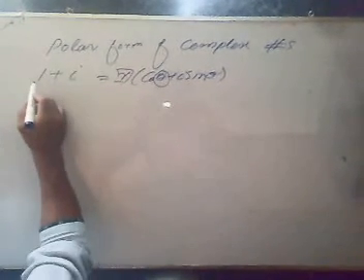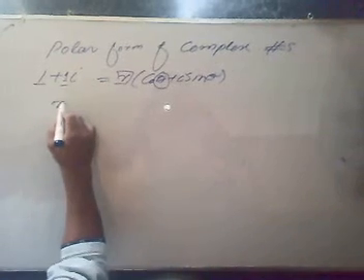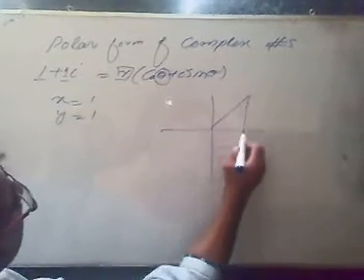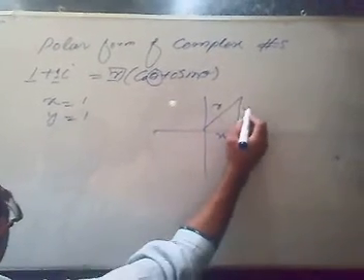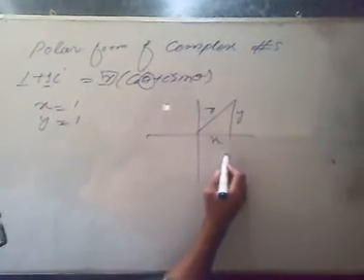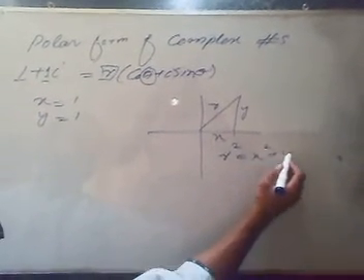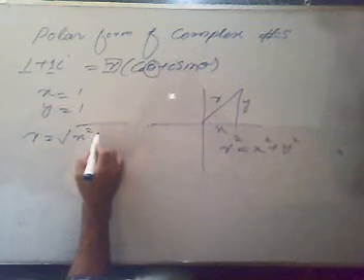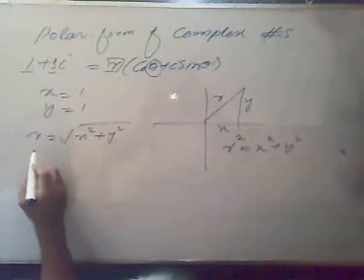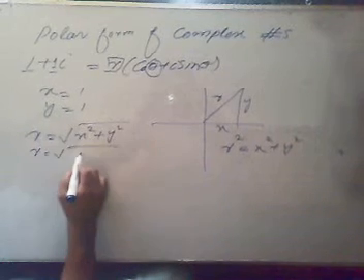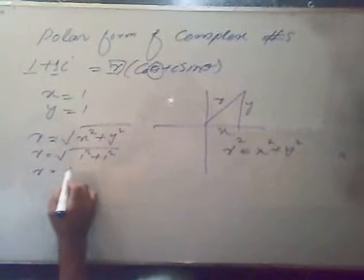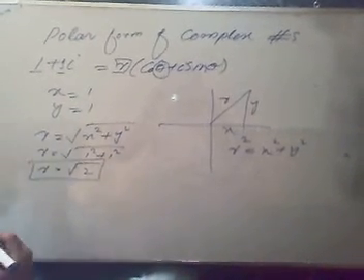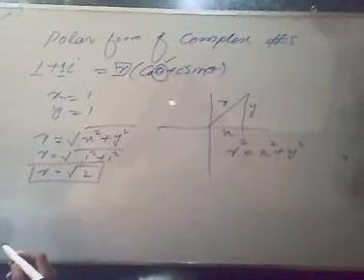R is very simple. If we take x and y, x is 1 and y is 1. So if we draw again, this is r and this is x and this is y. If you apply the Pythagorean theorem, we have r squared equals x squared plus y squared. So here r will be the root of x squared plus y squared. If you put the values of x and y in it, we get 1 squared plus 1 squared, and it will be square root 2. So this is r.